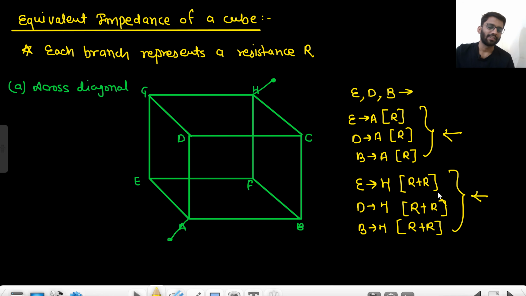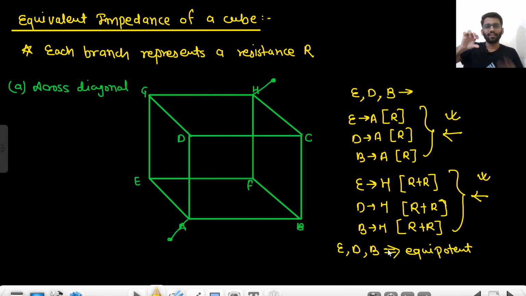So these three altogether are the same. That means E, D, B are equipotential. I hope you have seen the previous video where I emphasized the point of equipotential. We saw many examples of where it is called equipotential and where it is not. So these two things are independent of each other. If we consider 3 points, E, D, B, all of them go to A by the same path, and all of them go to H by the same path. Equipotential. So E, D, B are equipotential.